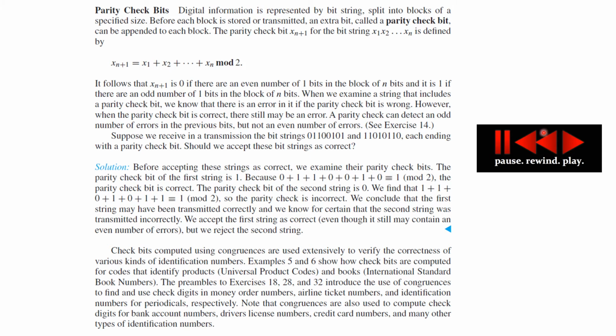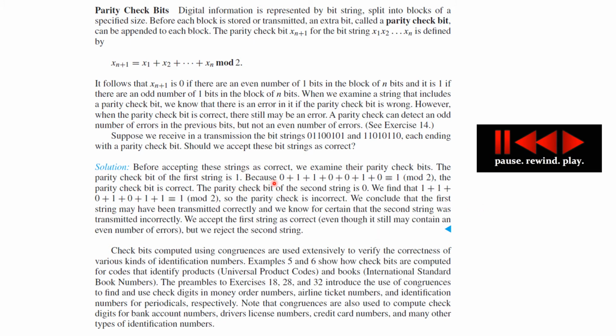Okay, so here's the kind of problem that I could ask here. Suppose we receive a transmission of this bit string, and later on this one, each ending with a parity check bit. This one is a 1 and that one is a 0. Should we accept these bit strings as correct?